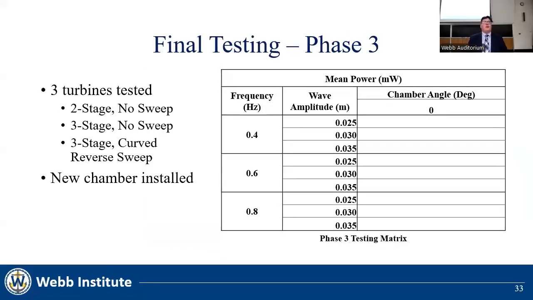As mentioned earlier, 3 turbines were selected to be tested in phase 3. The new chamber was installed for this testing phase as well. Each turbine was tested at wave amplitudes of 0.025, 0.03, and 0.035 meters, as well as frequencies of 0.4, 0.6, and 0.8 Hz. These ranges were selected because they encapsulated the upper range of waves that could be produced in the Robinson model basin without spilling out of the tank, as well as the lower end of what waves could be produced and make any power output at all. The chamber angle was held constant at 0 degrees for the entirety of phase 3.